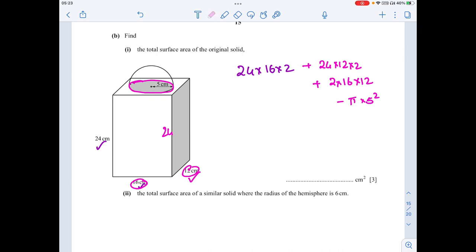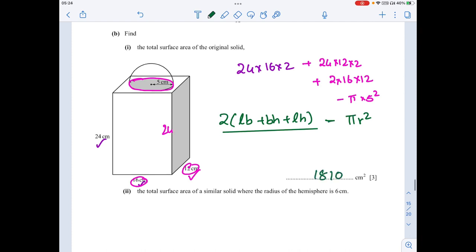So if at all you don't want to do it by this method, what is the method? 2 times LB plus BH plus LH is the total surface area for the cuboid, minus this circular part, minus pi r square. You can directly use that one also and get the answer as 1810.